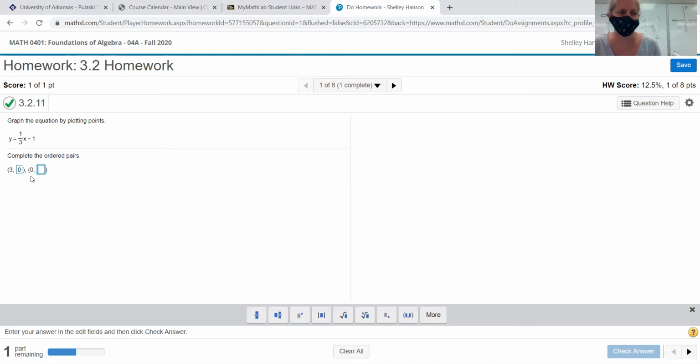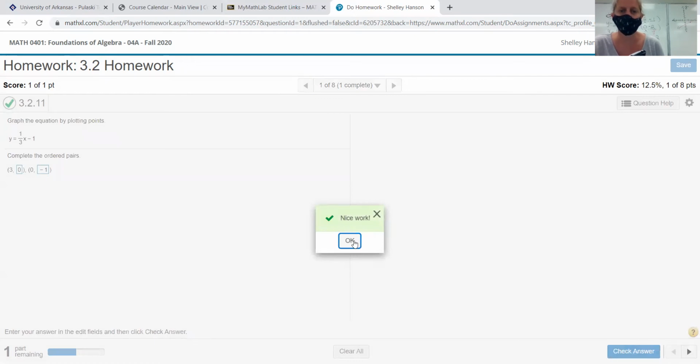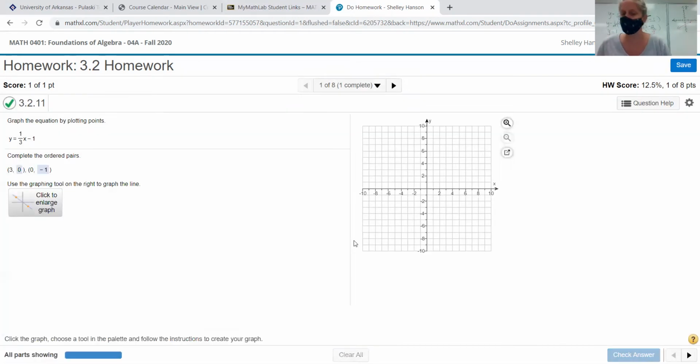The second point, look, is 0 blank. So now I'm going to go back to this table and find out where the x is 0. So looks like I need to scroll back up to where the x is 0 to see the y that goes with it, which is -1. So again, it does that math for me. There's -1. Check your answer. Nice work.